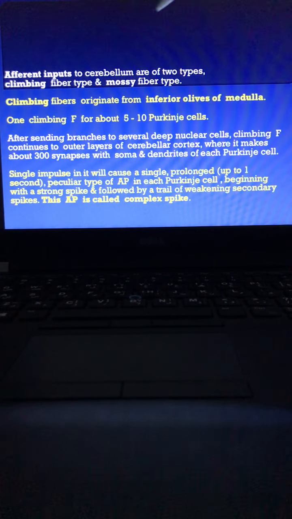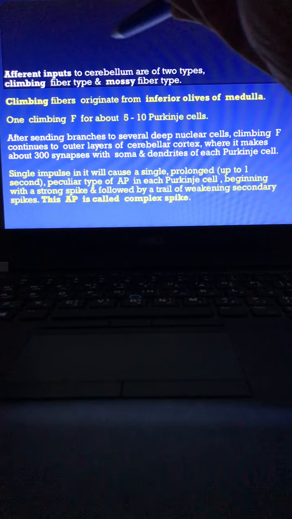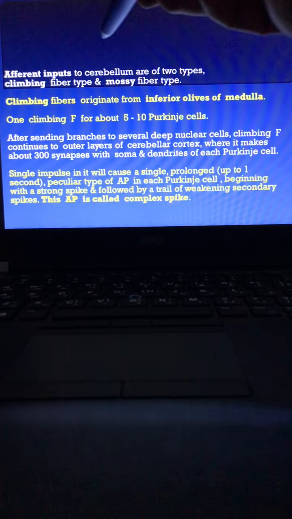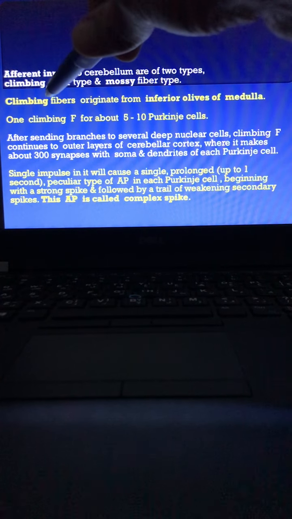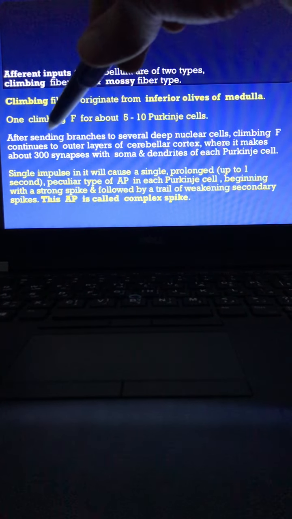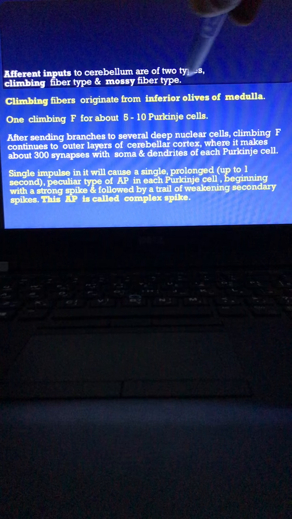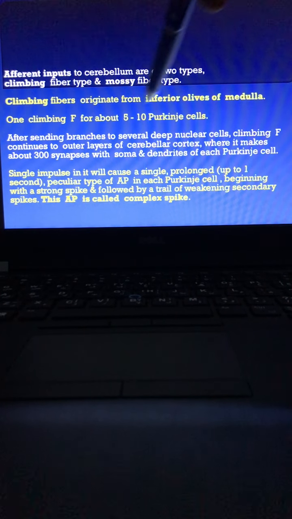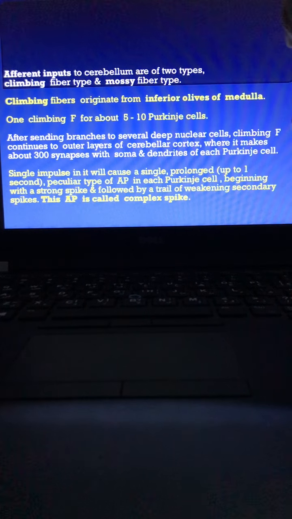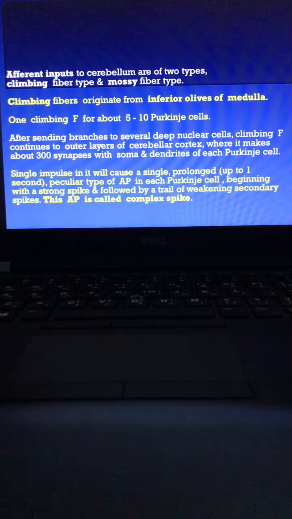The afferent inputs, as we said a little while ago, there are afferent pathways. Afferent input fibers are of two types, climbing fibers and mossy fibers. Climbing fibers originate from the inferior olive of the medulla. Climbing means ascending; since the inferior olive in the medulla is located below, the fiber needs to go up to reach the cerebellum. These we call climbing fibers. One climbing fiber for about 5 to 10 Purkinje cells.